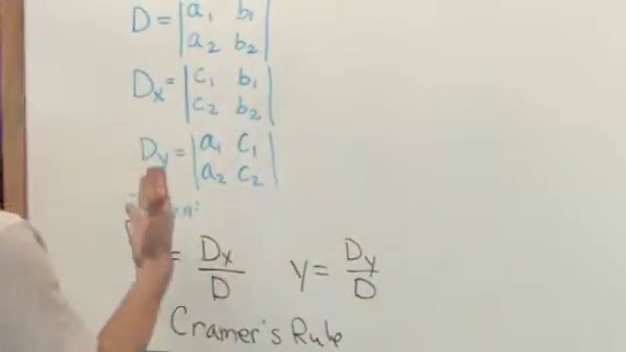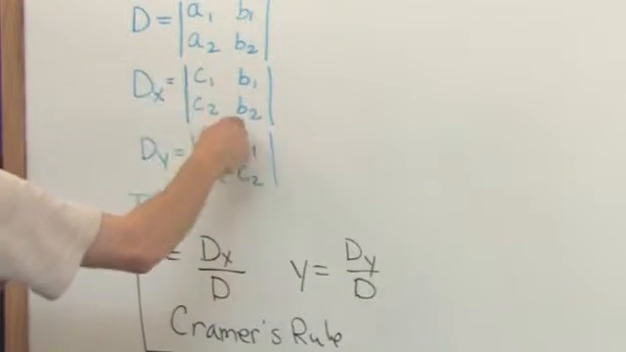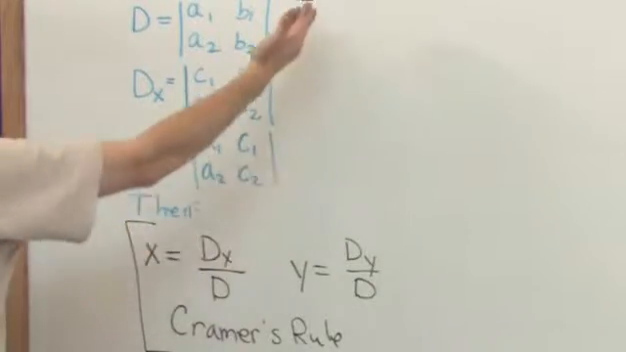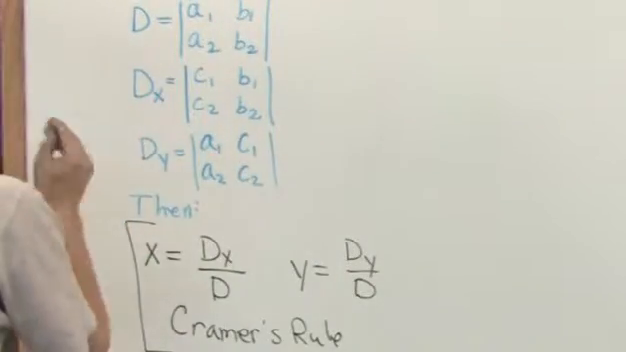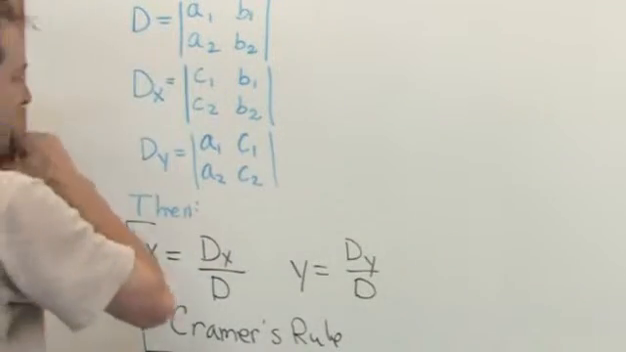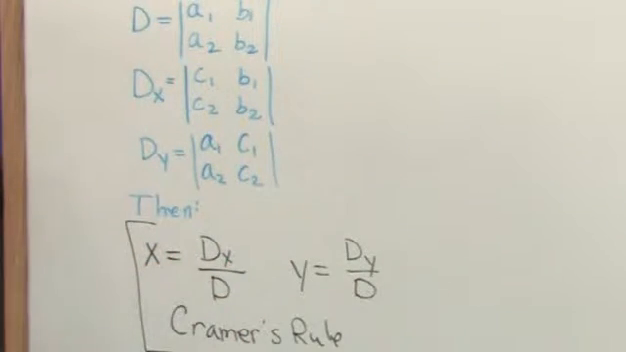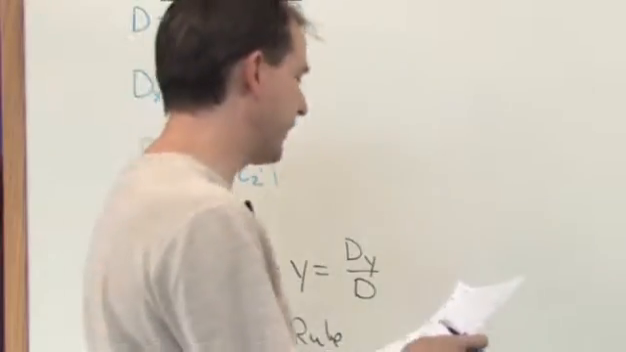All you need to keep in your head is what dx and dy are, which is just replacing the coefficients of x and y with what's on the other side of the equal sign. So once you get them, you just take the quotient of d sub x divided by the total determinant d, and d sub y divided by the total determinant. You're going to get two different numbers. These are the values of x and y that satisfy the system. So keep that in your mind. We're going to do that in a few examples here as we go.